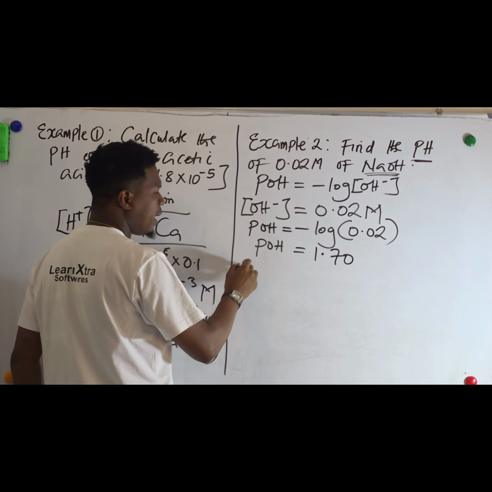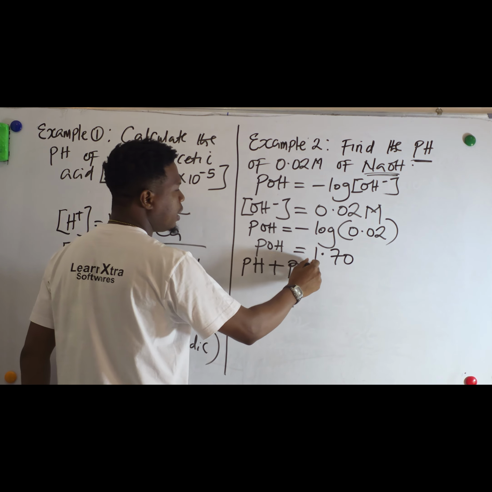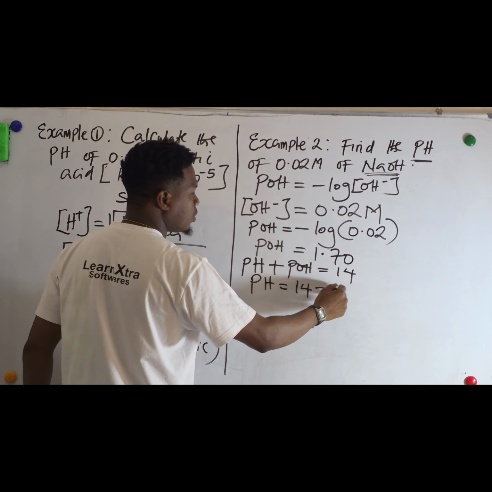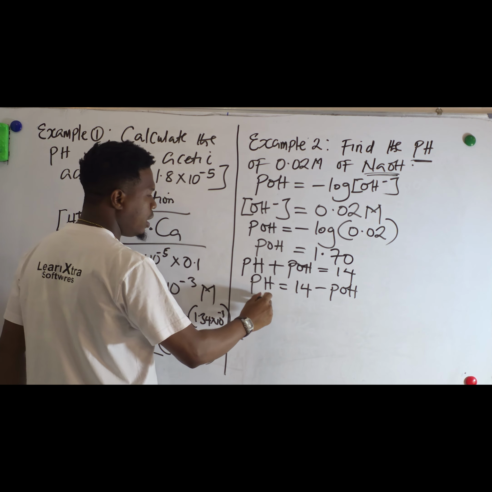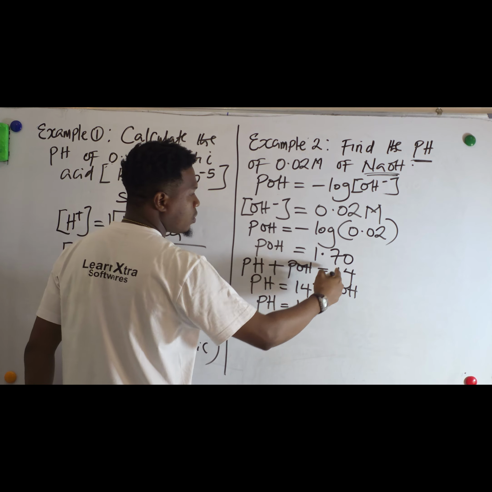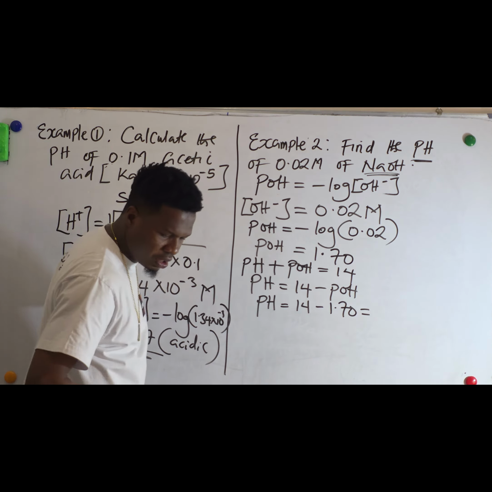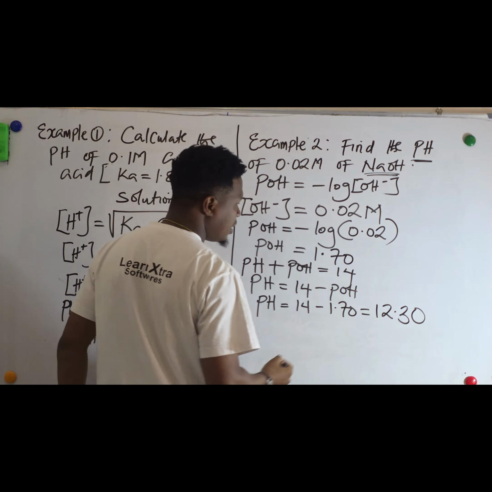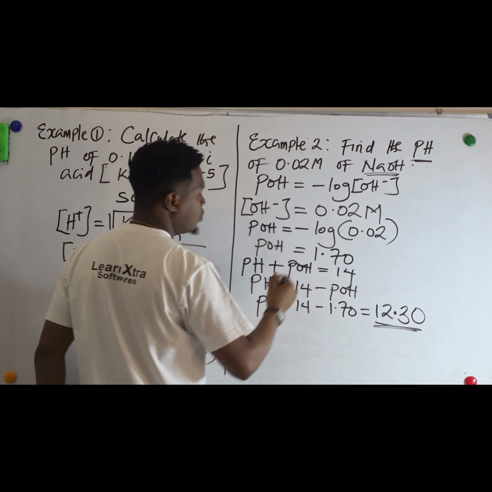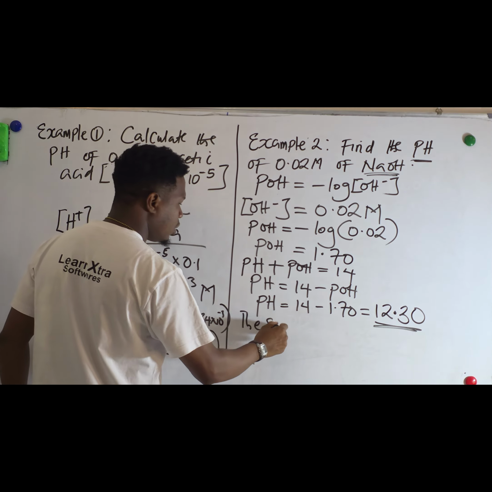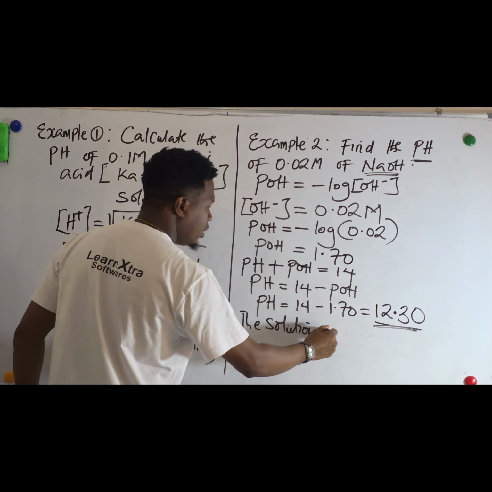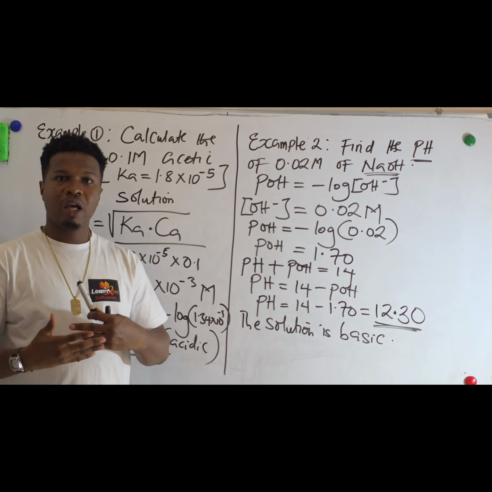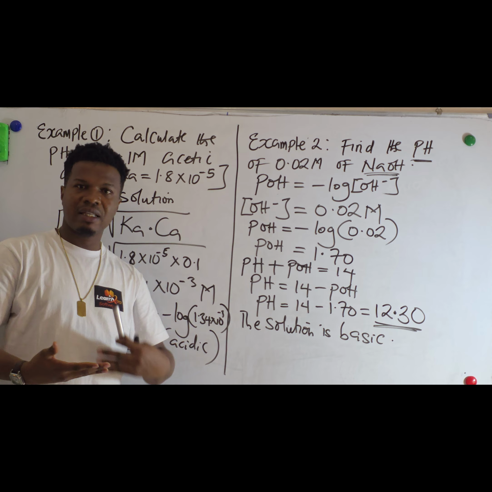We're looking for pH. Remember that pH plus pOH is equal to 14. Then pH will be equal to 14 minus pOH. So pH will be equal to 14 minus 1.70, which gives the answer 12.30. This pH value means that the solution is basic. Why? Because from the pH scale, if it's greater than 7, it is going to be basic. If it's less than 7, it's going to be acidic.